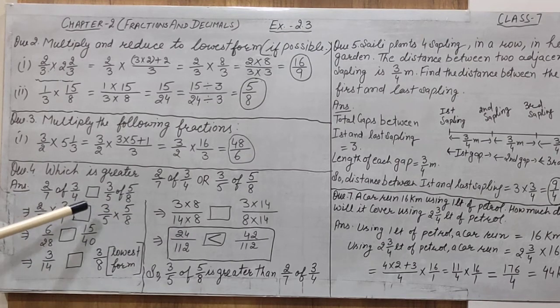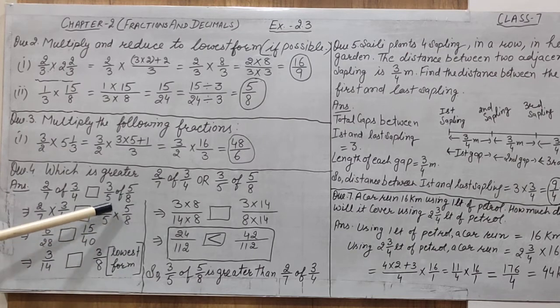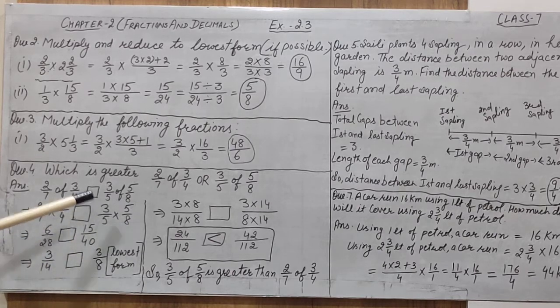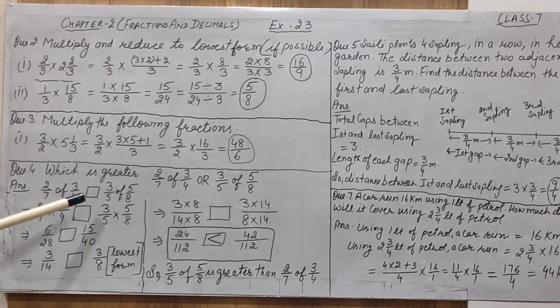Let us start the answer. 2 by 7 of 3 by 4, and 3 by 5 of 5 by 8. I have placed a blank box between these two terms. This is the first term, in which two fractional numbers are given with "of". This is the second term, in which two fractional numbers are given with "of". And at the center one block is given which is blank. After comparison we can put in it that either the first term is greater or the second term is greater. Now first of all, understand how we can solve these two terms.